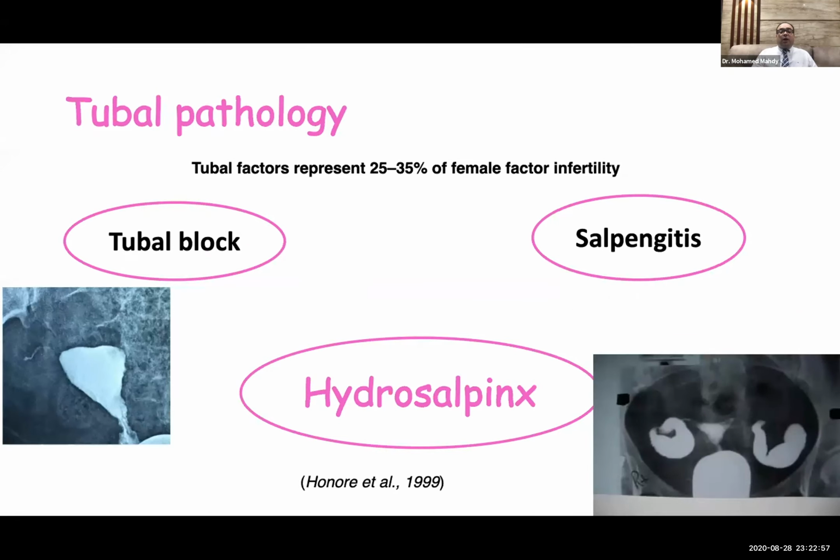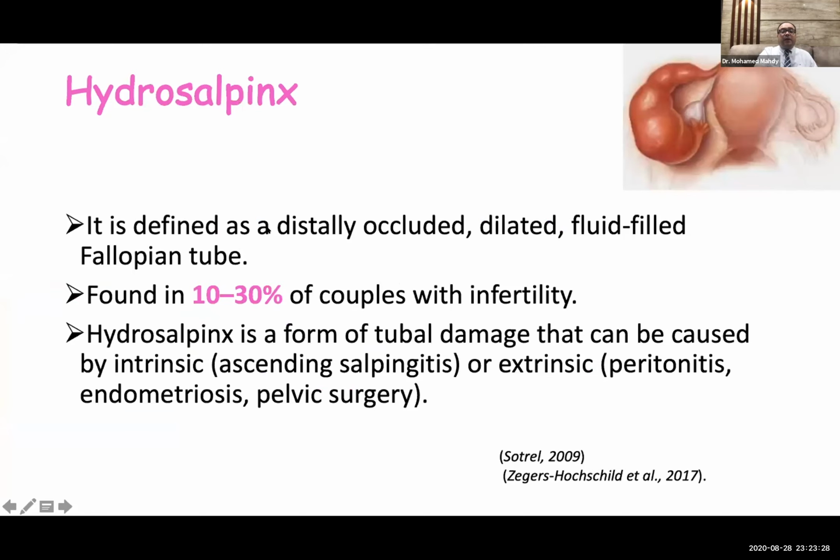So tubal pathology accounts for about 25 to 35% of female factor infertility, in the form of either proximal tubal block or distal tubal block, salpingitis, which may be part of a PID or isolated salpingitis, and the last is hydrosalpinx, which we face a lot in cases of recurrent IVF failure. Hydrosalpinx is defined as a distally occluded, dilated, fluid-filled fallopian tube. It's found in about 10 to 30% of couples with infertility.